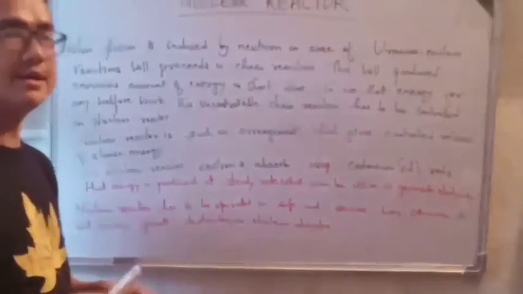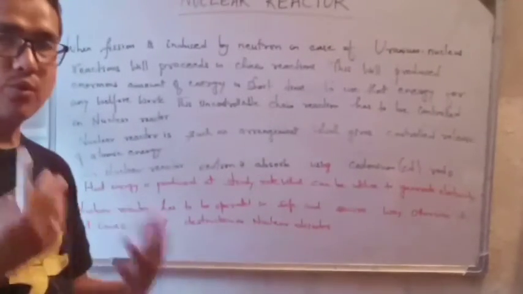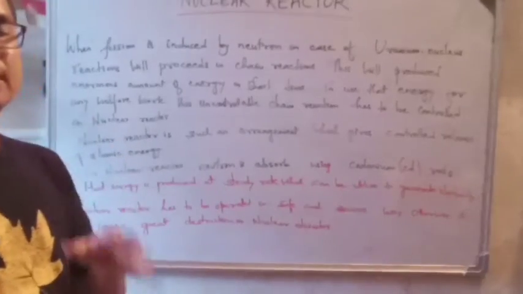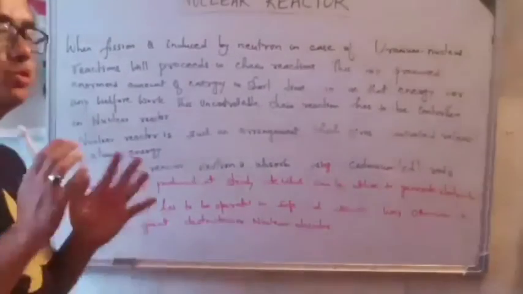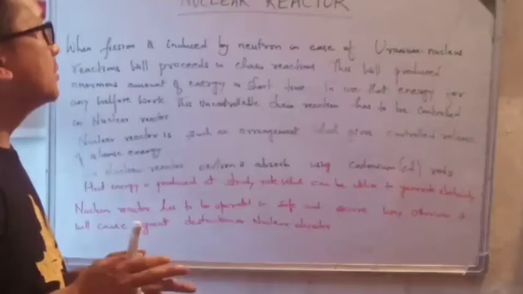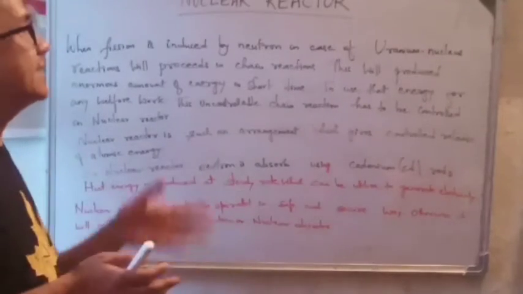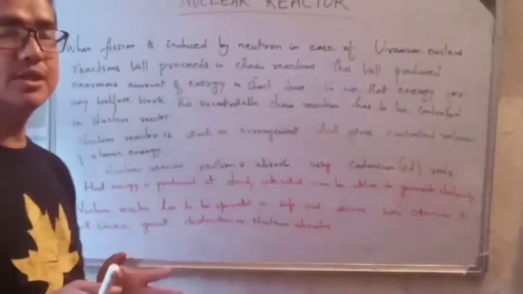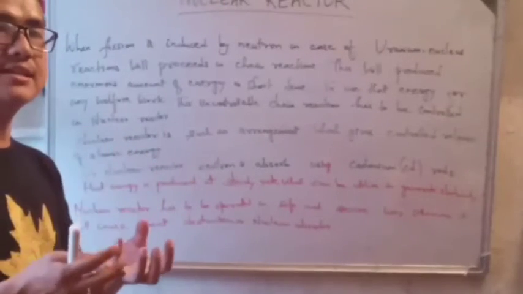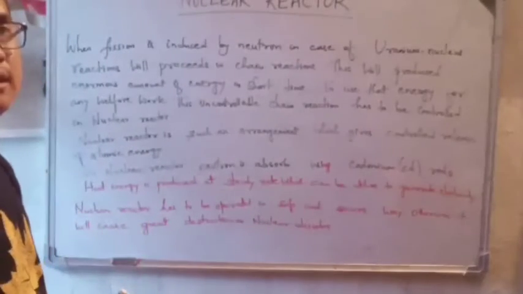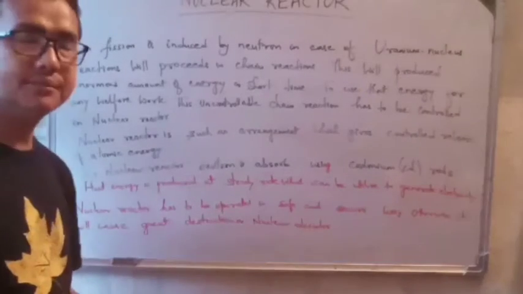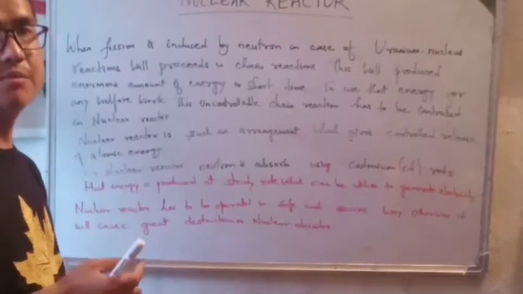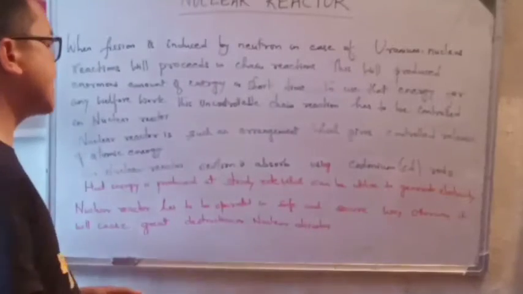To use that tremendous amount of energy for welfare work, we have to control that uncontrollable chain reaction. And to do this, we have to know the idea of a nuclear reactor. A nuclear reactor is an arrangement in which the nuclear fission reaction is controlled. It can be controlled by using a cadmium rod, and it will stop the chain reaction.